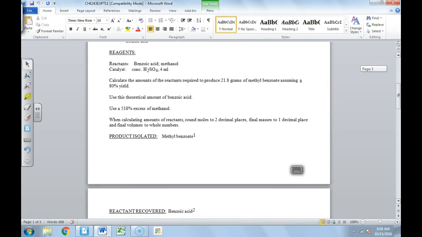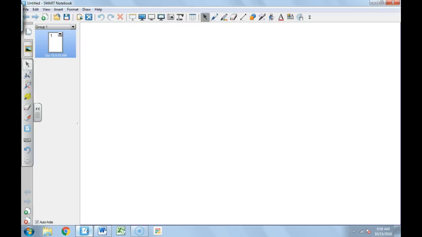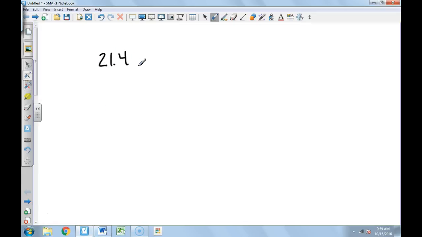So let's talk about this. First of all, for this lab, you're going to have to look up a procedure on how to make methyl benzoate, using these reagents and catalysts, and making sure that you produce this many grams of methyl benzoate, assuming that you're going to have an 80% yield. Just real quick, if you're going to do that, you want an 80% yield. So what was it, 21.4 grams.